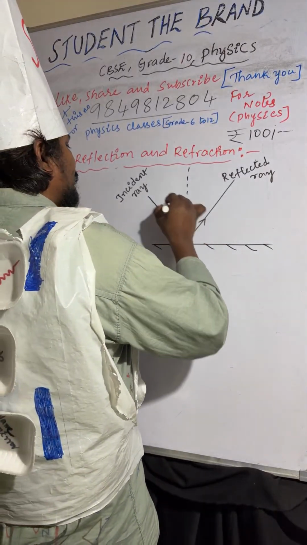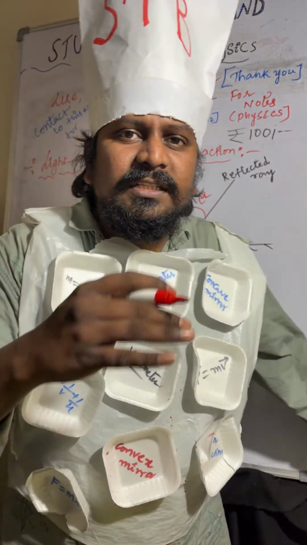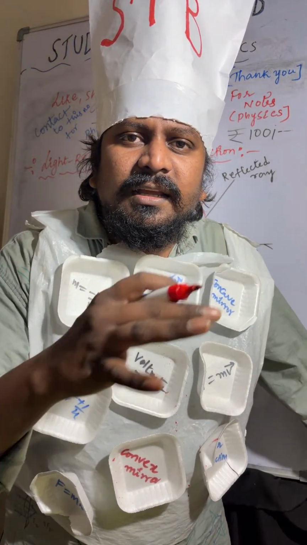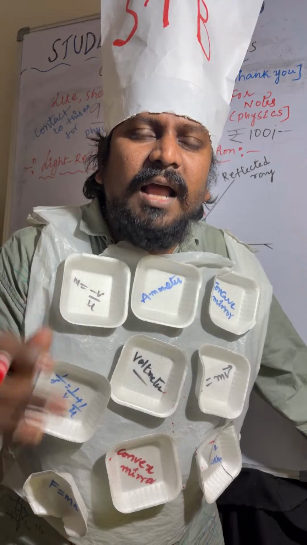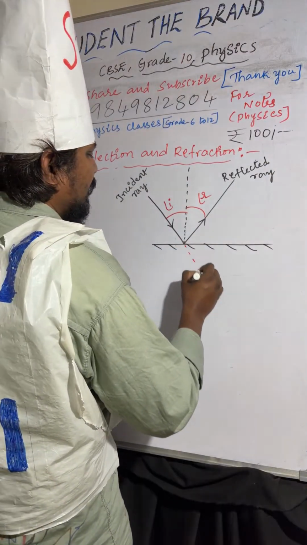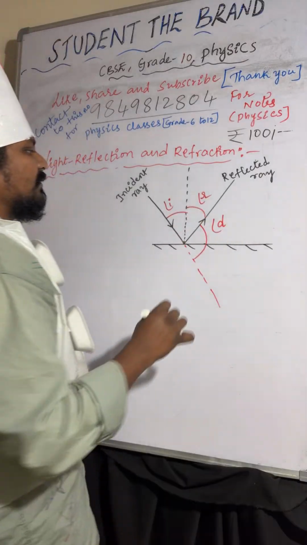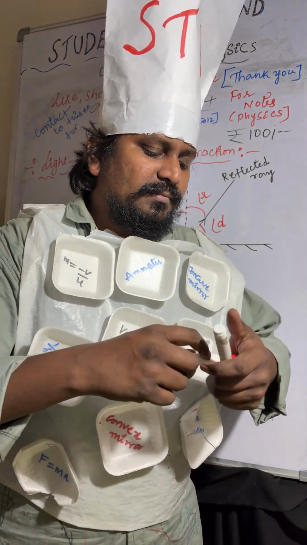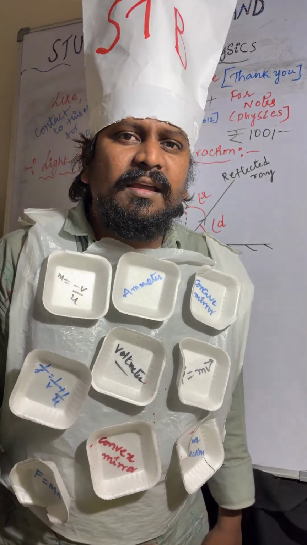This is the angle of incidence and this is the angle of reflection. The initial direction of the incident ray, without any deviation, is called the undeviated line. You can observe here, this is the undeviated line. The angle between the reflected ray and the undeviated line is called the angle of deviation.